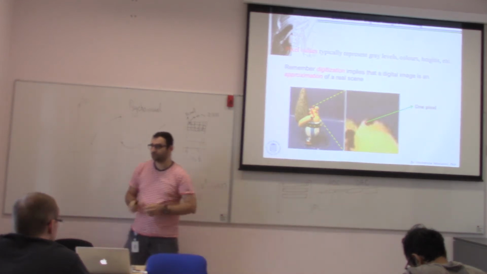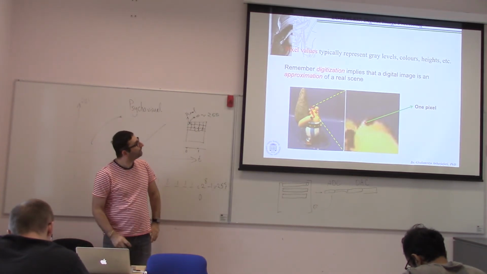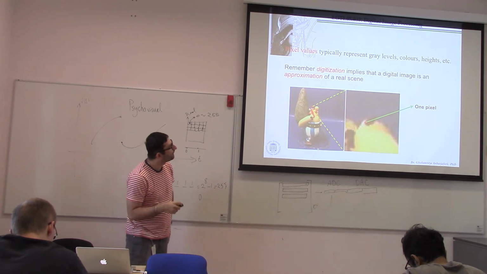I have a question about what height means in these pixel values. Like, do they represent gray levels, colors, and heights?